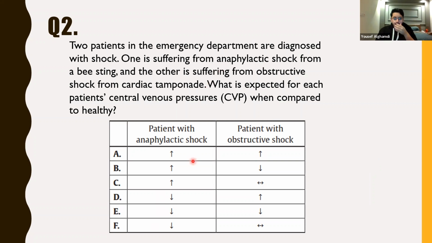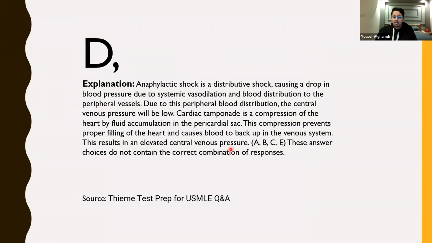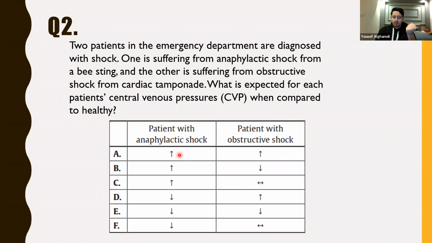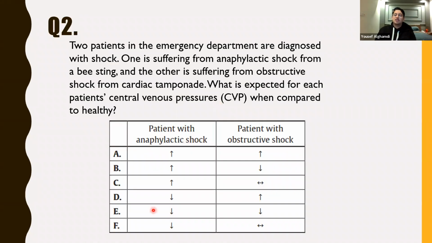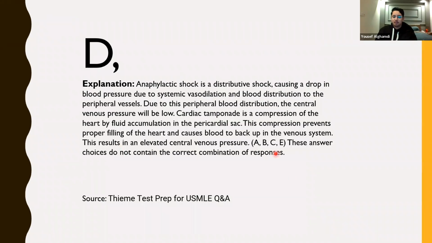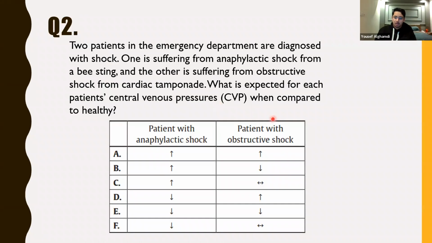For anaphylactic shock. While for obstructive shock from cardiac tamponade, you can read the explanation here if you want. It's because of the compression of the heart by fluid accumulation, which I said before. You'll kind of compress on the heart, right? And the compression prevents proper filling, which causes a backup in the venous system, right? So that will cause an increase in your venous pressure. I didn't really explain this very well, but it's right here. So it will cause the backup of blood into the venous system, which will cause an increase in your central venous pressure.